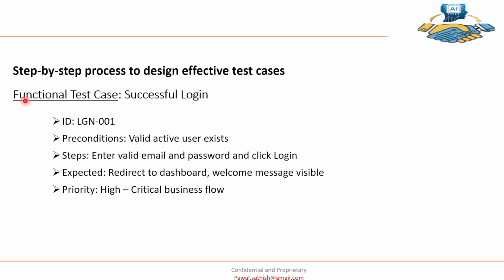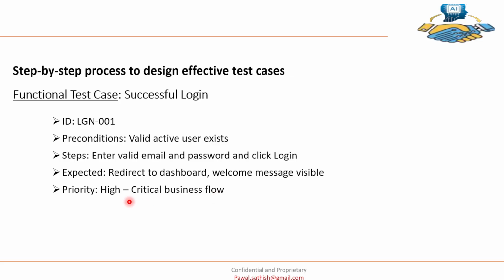First, we'll always start with the functional test cases. Valid flow, successful login. Here you can see we have written the ID, then the preconditions: a valid active user exists. Then we need to give all the steps in detail. First, log in to the application, enter a valid email address, enter a valid password, click on login, and we need to give the expected result. We'll see the format of the test case for this test case. Later we'll cover the different types of test cases. The expected result is redirect to dashboard and welcome message visible.